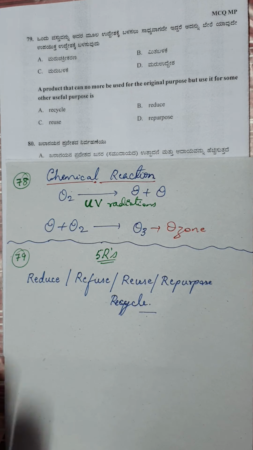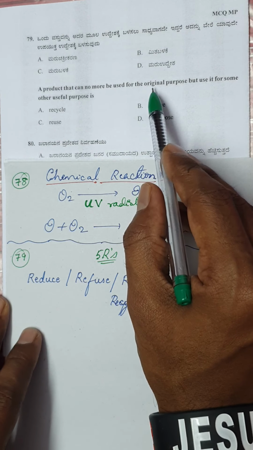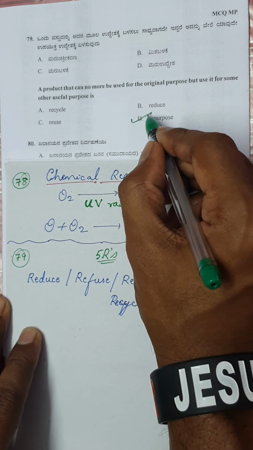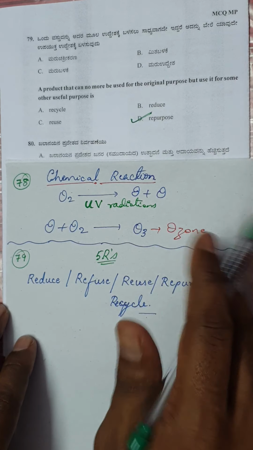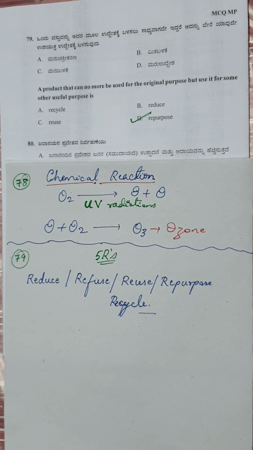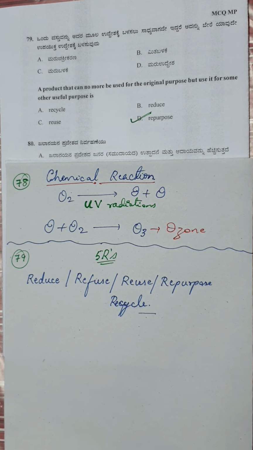So the right option, for the product which can no longer be used for the original purpose but for another purpose, is repurpose. That process is known as repurpose. The right option would be option C for question number 79. Is it clear? Very simple one. No need to have much explanation for this question. And we are moving on to the last question of science.